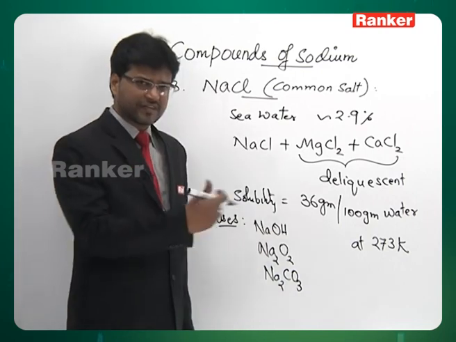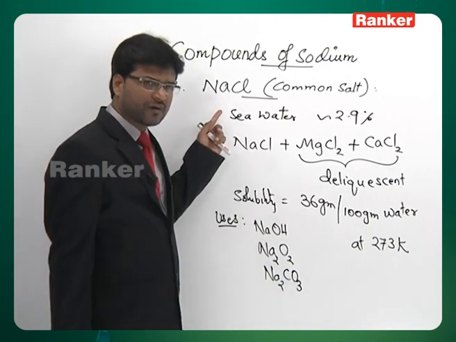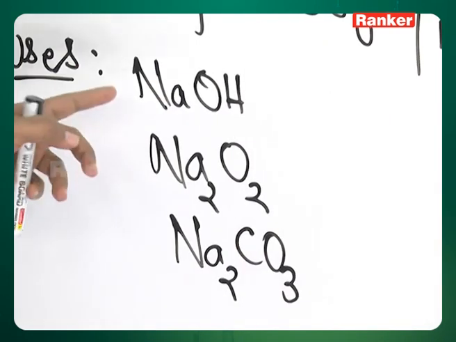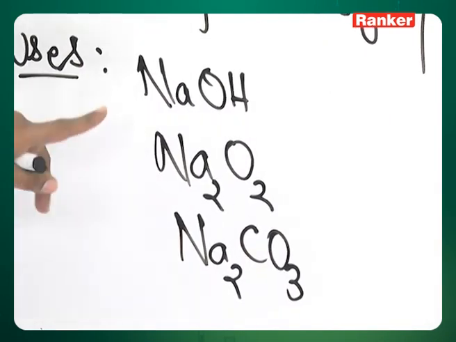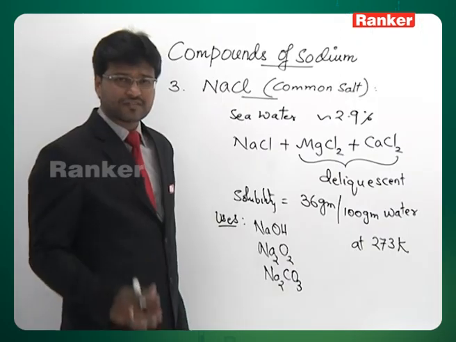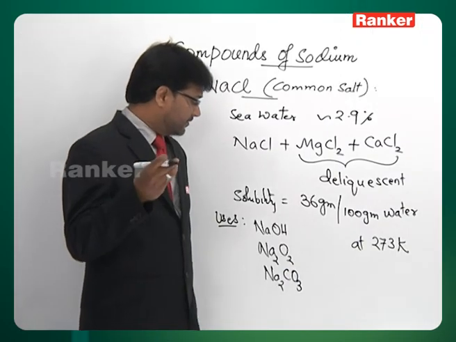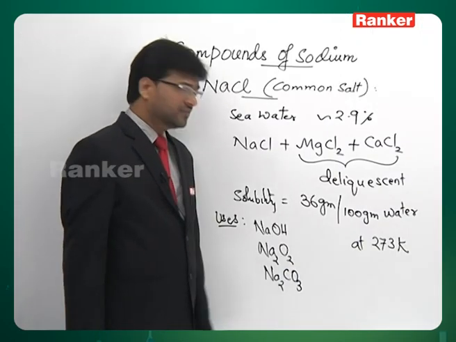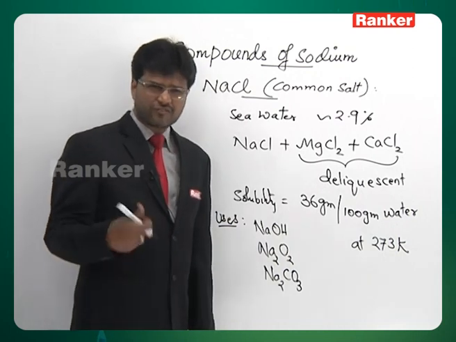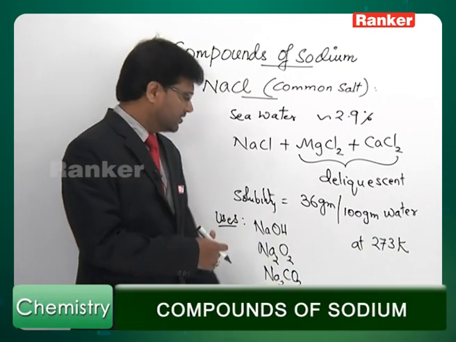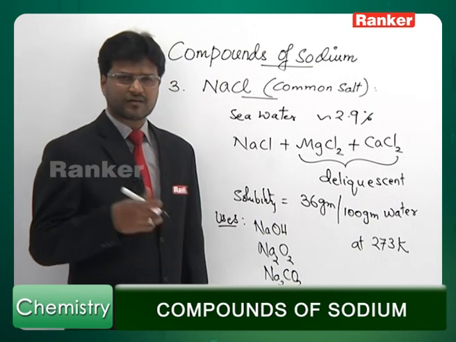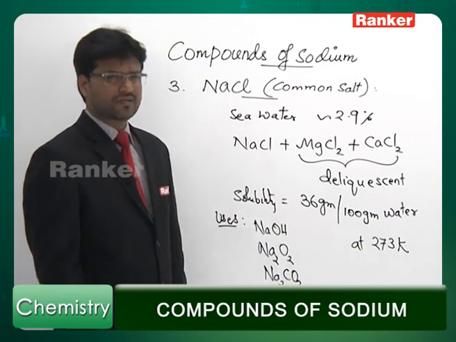We will be discussing it under the next compound of sodium. We will be talking about sodium hydroxide, which is popularly called caustic soda. Sodium peroxide is another substance which can be manufactured from sodium chloride and sodium carbonate. Of course, sodium bicarbonate, which is in turn obtained from sodium carbonate, can also be prepared from sodium chloride.